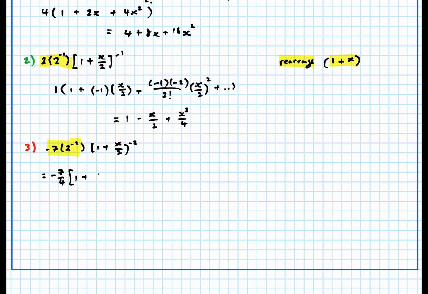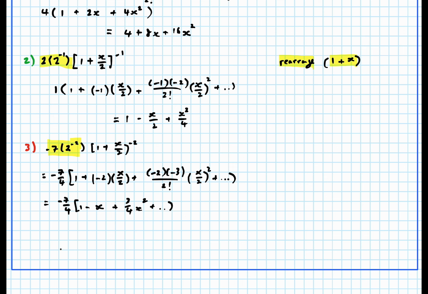So minus 7 times 2 to the power of minus 2. So that's minus 7 times 1/4, which is minus 7 over 4. And from there again, replace with the x, so x becomes x over 2. And again, once you've rearranged that, it's just plugging in for your formula, which you should be used to after doing it a few times, and that should be it. So that's our first 3 terms, all we need. So minus 7 over 4 is our first term, plus 7 over 4 x, and then 3 times 21, so 21 over 16.